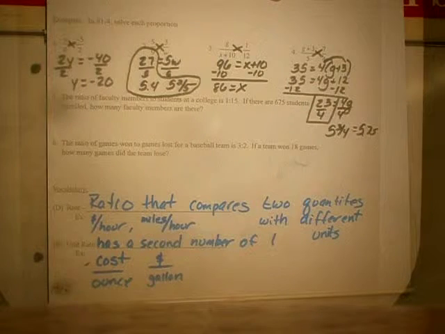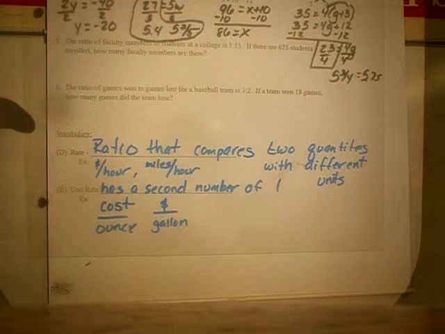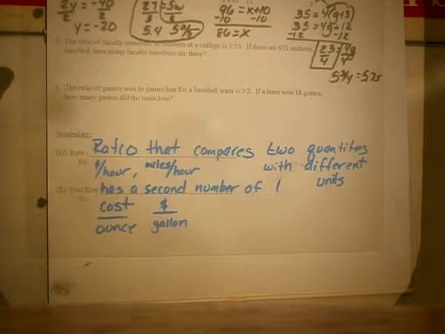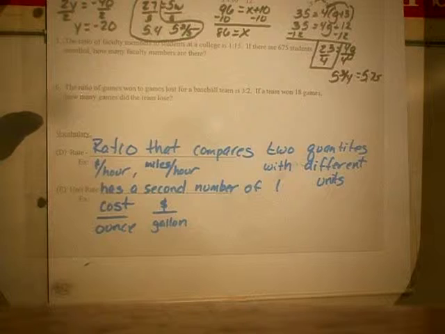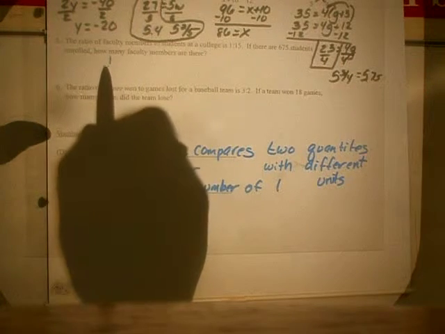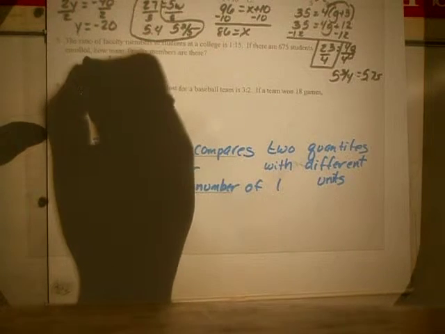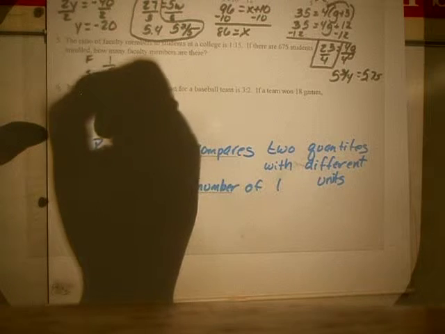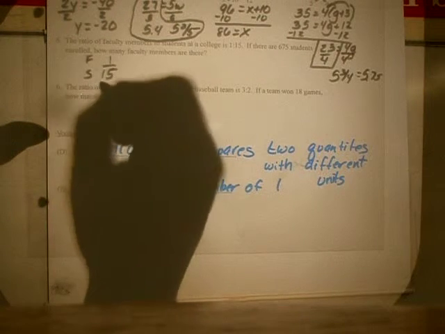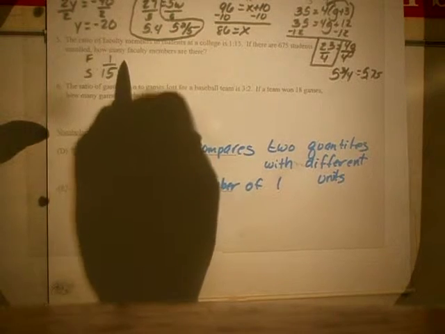The next two questions are story problems, and we're going to have to set up our own proportions. A ratio of faculty members to students at a college is 1 to 15. So for every 1 faculty member, there are 15 students. And sometimes I like to write F and S. F stands for faculty, S stands for students. And I just do that to remind myself which number stands for which item.